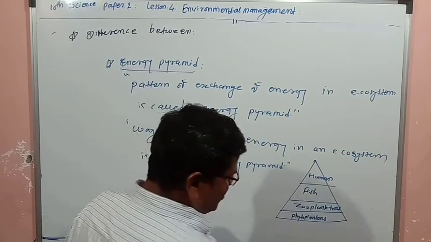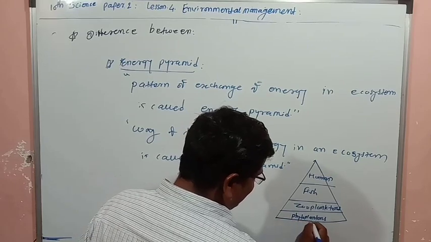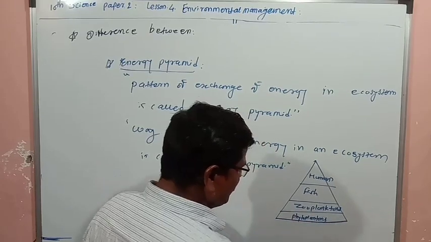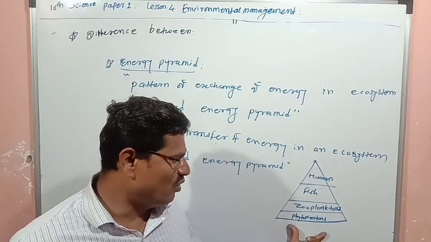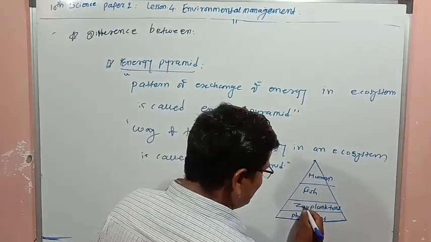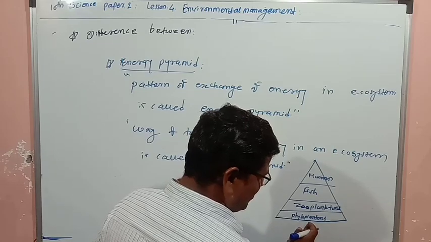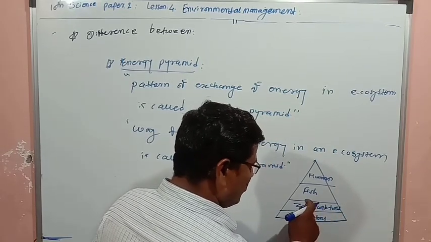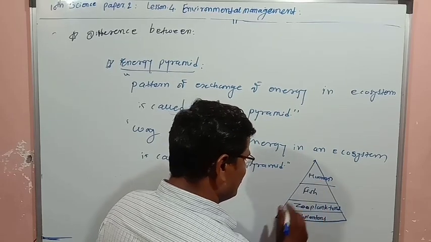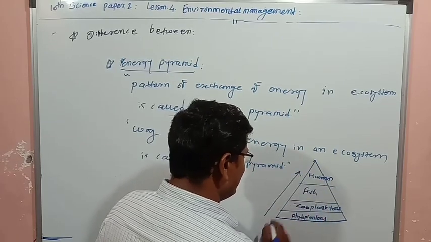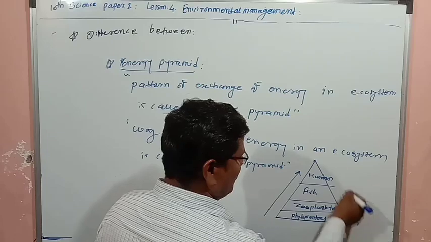So phytoplanktons are the small plants present in the water. Then zooplanktons feed upon phytoplanktons, small organisms. Those small organisms are eaten by fish. That fish is eaten by human beings. So energy is transferred from lower level to upper level.